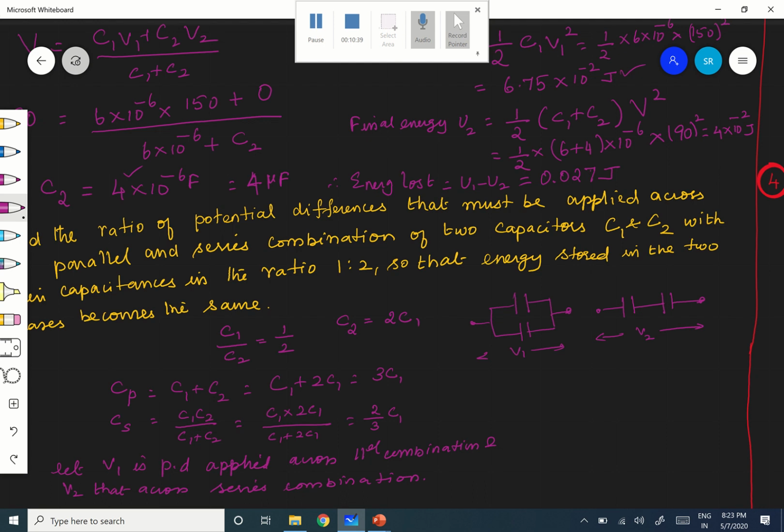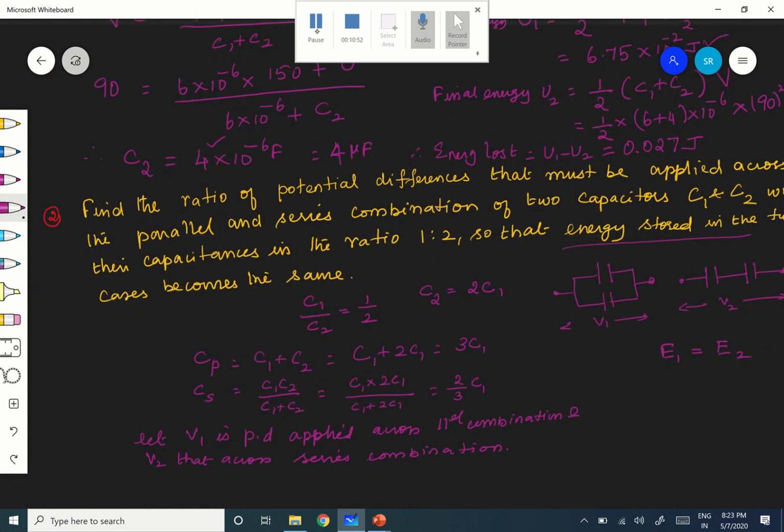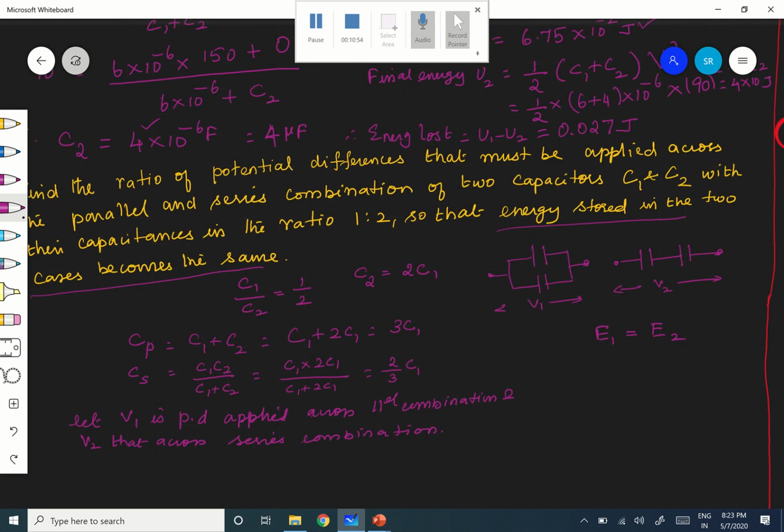Now you tell me, what is given? What should be the same? E1 should be equal to E2. That is given, that the energy stored in the two cases becomes the same. So when the energy is the same, what should be the potential drop across the parallel and series combination? E1 equal to E2. E1 is the parallel combination, E2 is for the series combination.